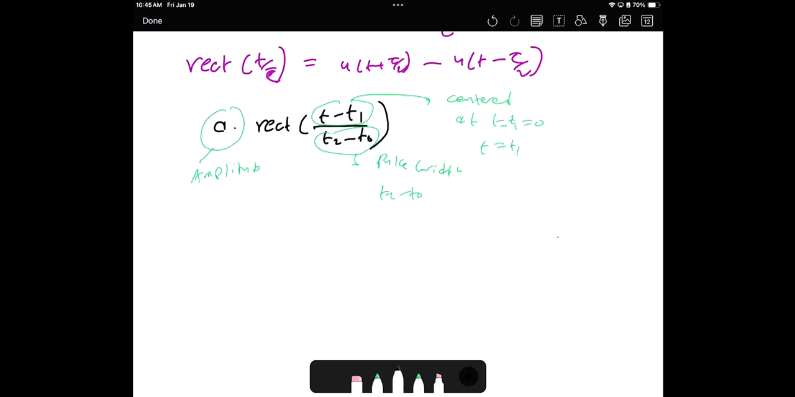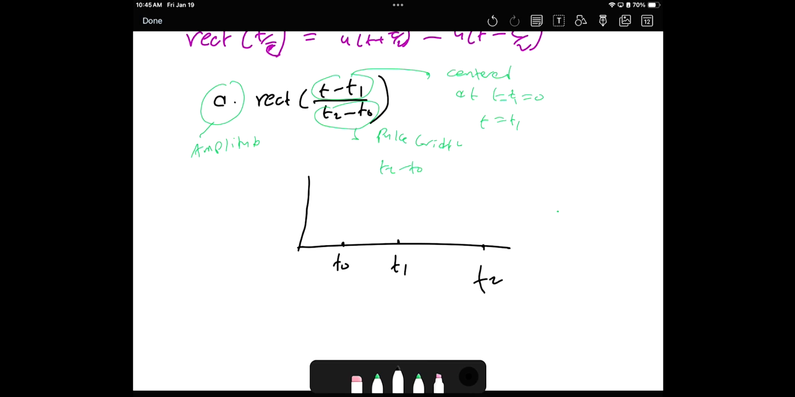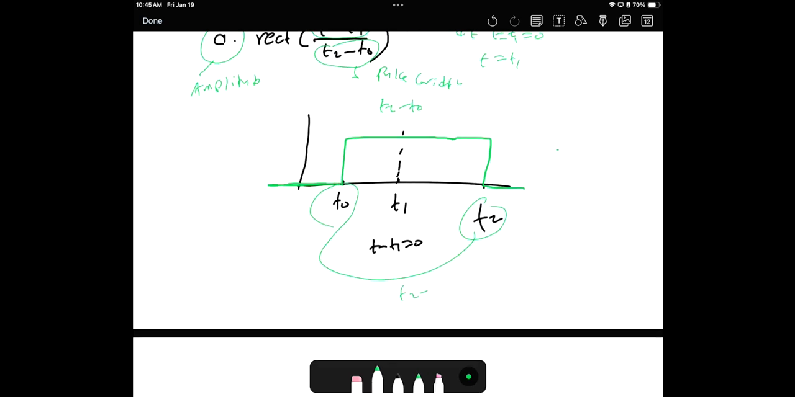So let's do a small plot. Let me say this is T0, this is T1, this is T2, and it is 0 other than that, then it will look like this. So you will realize it is centered at T1. That's why it's T minus T1 equals 0. That's the first part. And the pulse width is T2 minus T0. Okay?